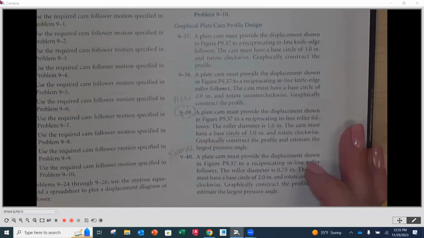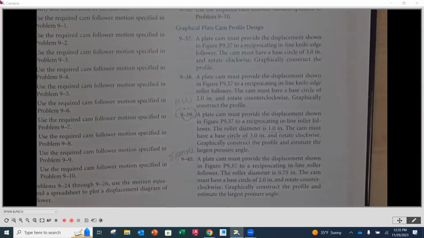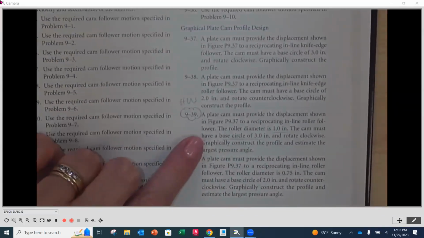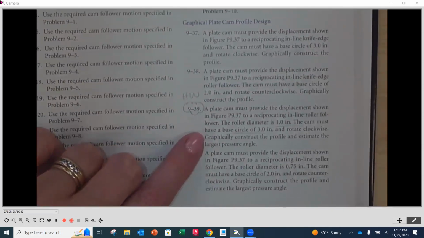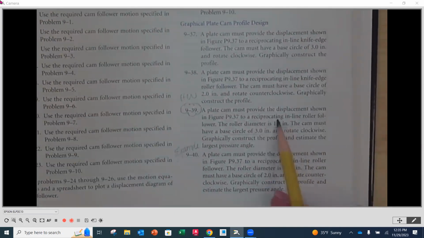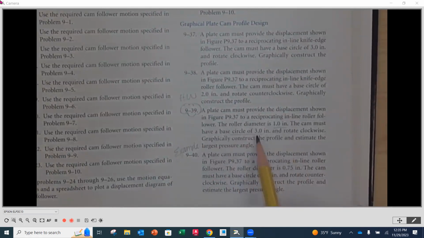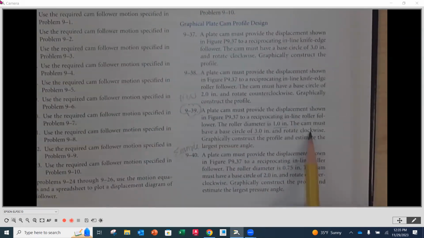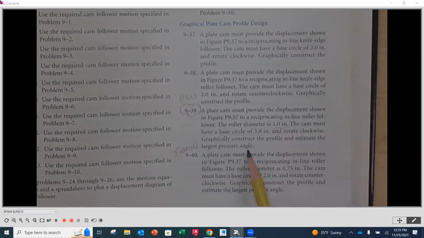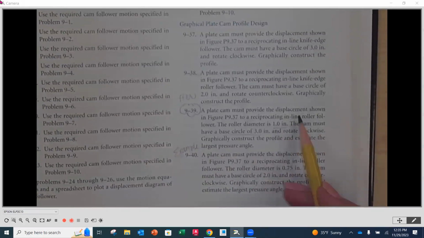Then the last 2 that you have are going to pertain to what we talked about today. This is going to be creating the profile of a plate cam, and you're going to be using a reciprocating inline roller follower. The roller diameter is 1 inch. The cam must have a base circle of 3 inches and rotate in a clockwise direction, so in the direction that we saw in our example or on the diagrams. Then graphically construct the profile and estimate the largest pressure angle. Now this is an inline.